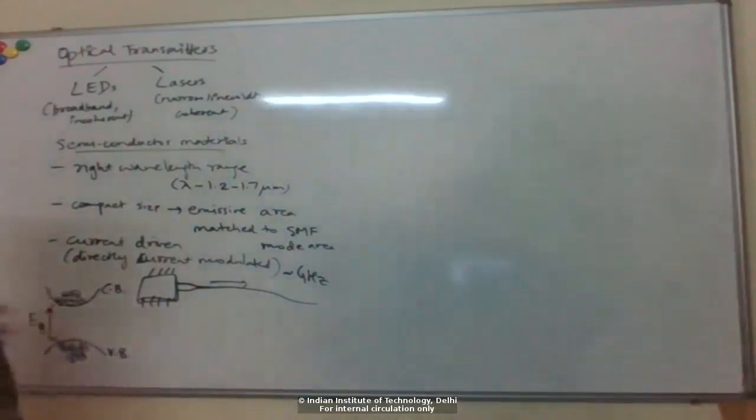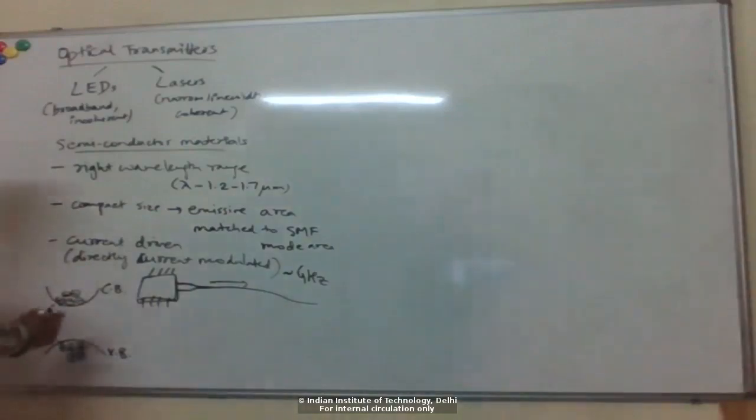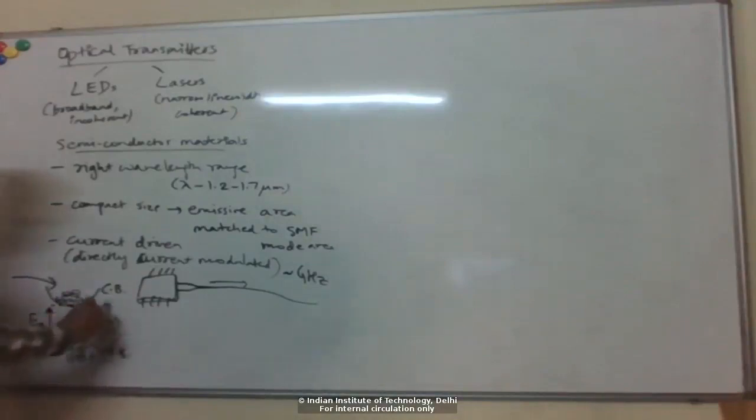You know current is carried in a semiconductor via these charge carriers, which are electrons and holes. So through current, we inject these charge carriers, and once the charge carriers are in the material, they can recombine. An electron can go down from the conduction band to the valence band and annihilate a hole, and in the process emit a photon.